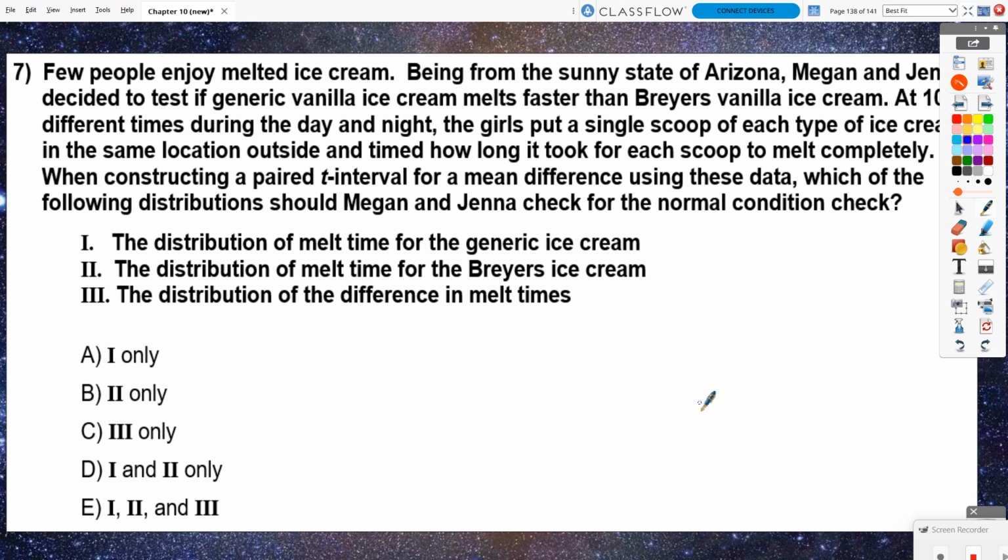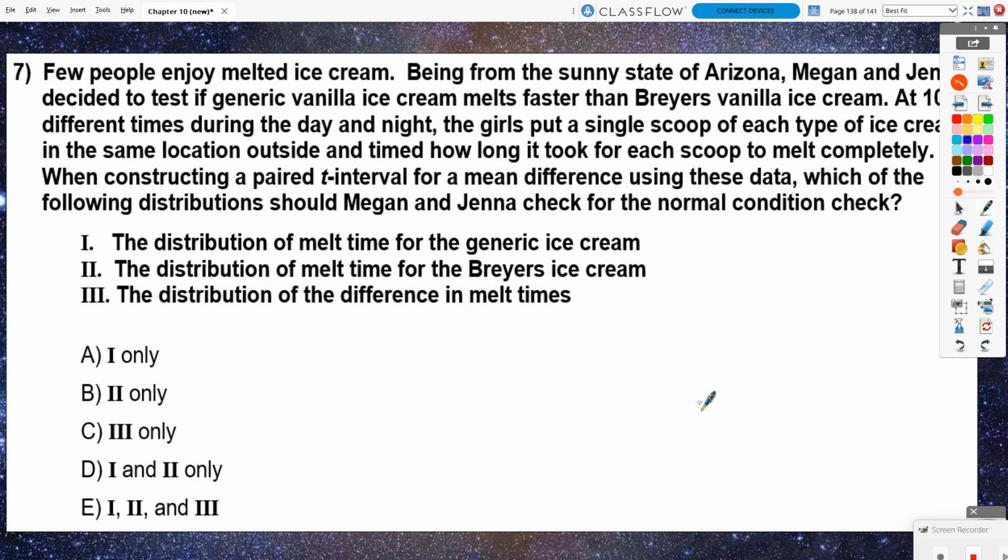The girls put a single scoop of each type of ice cream in the same location outside and timed how long it took for each scoop to melt completely. When constructing a paired t-interval for a mean difference using these data, which of the following distributions should Megan and Jenna check for the normal condition check?